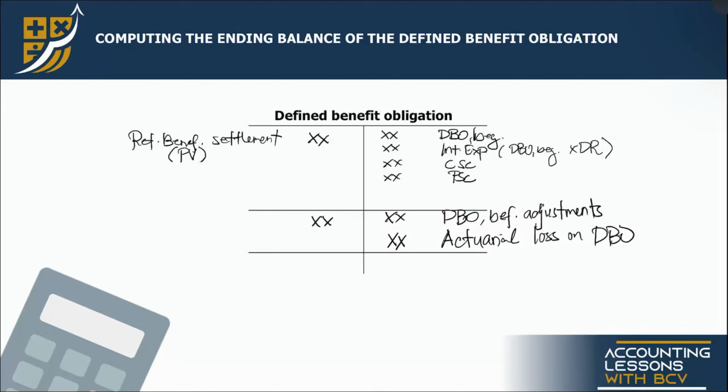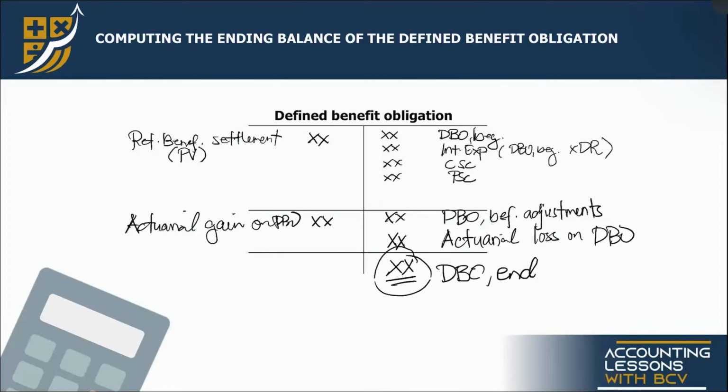Okay? Then kapag actuarial gain naman, ano nangyayari sa DBO? Bumababa. So, kapag actuarial gain, that is nasa debit side siya. So, actuarial gain on DBO. Okay? Then, you can now compute for its ending balance. So, defined benefit obligations end. So this is your ultimate amount for defined benefit obligation.